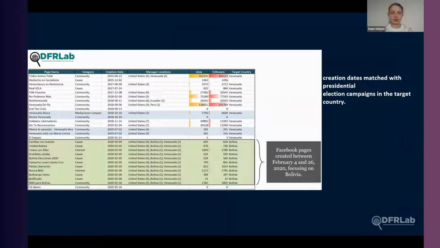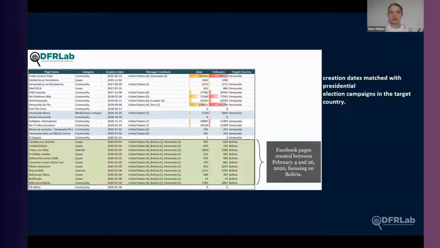This is another example from one of the takedowns in our investigation from Latin America. When you put everything together, the name of the page, category, how it was registered, creation dates, you see that there is a pattern, and there might be a very short time period when the pages were created. Sometimes dozens of pages are created on a single day. These timestamps are very important because then you can link those dates to specific political developments. In this case, these pages were created between February 4 and 26, focusing on Bolivian elections. So that's really interesting.